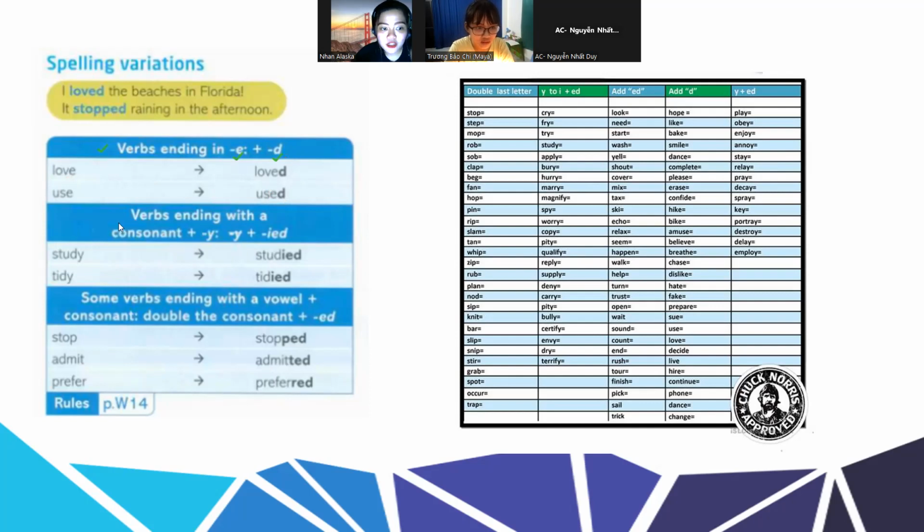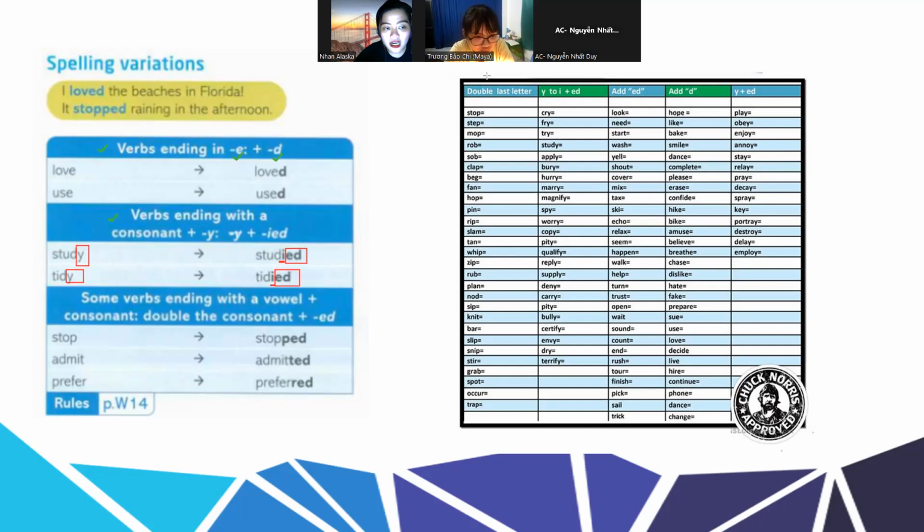Next is the second one. Verbs ending with a consonant Y, change Y to I and add ED. All right? So change Y to I and add ED. Study, studied. Tidy, it becomes tidied. Change Y to I and add ED.